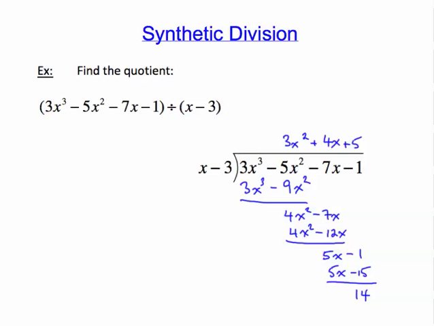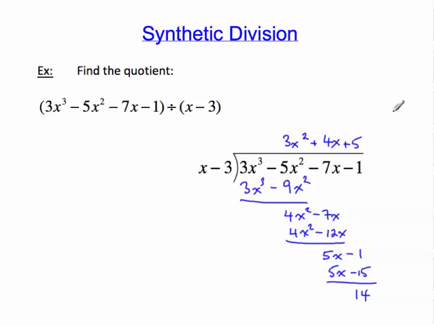In the last video, we looked at how to do long division with polynomials. We took this example, where we were asked to find the quotient, and this is what we did. We used long division to find that the quotient, in this case, is 3x squared plus 4x plus 5.